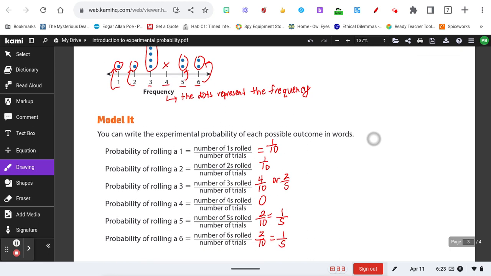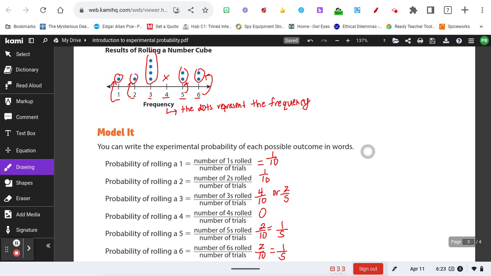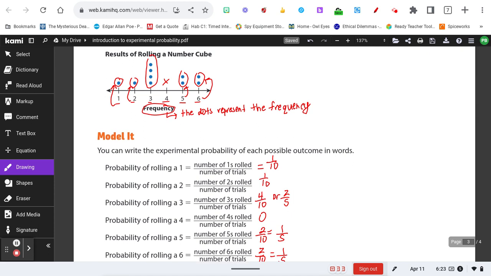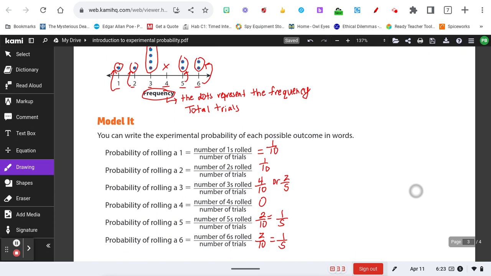And I'll tell you all, we could have also counted the dots for the frequency, for the total number of trials. You could have counted all the dots: 1, 2, 3, 4, 5, 6, 7, 8, 9, 10. That would also give you the total number of trials.